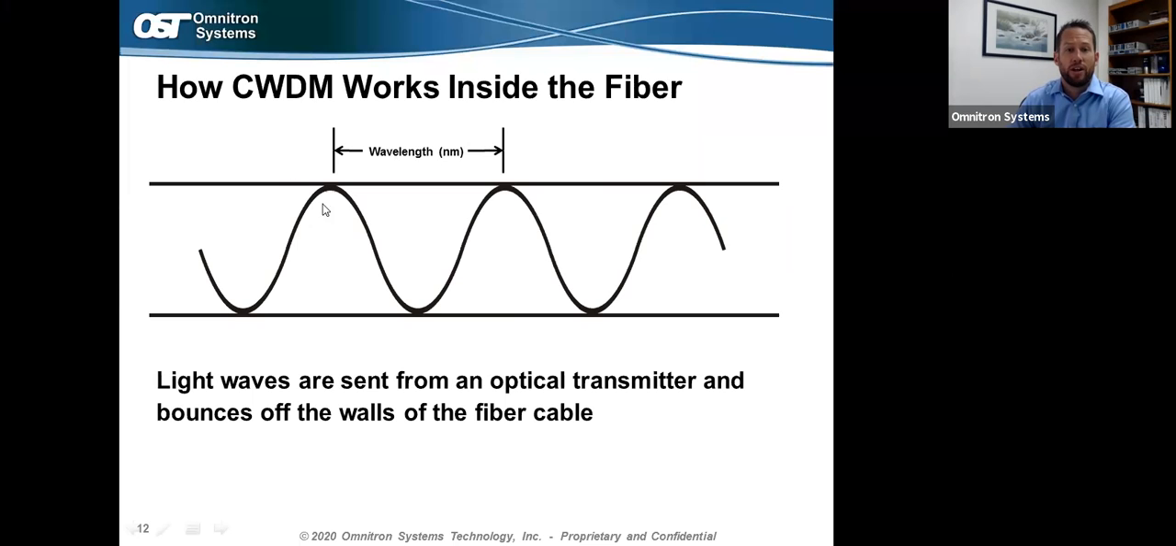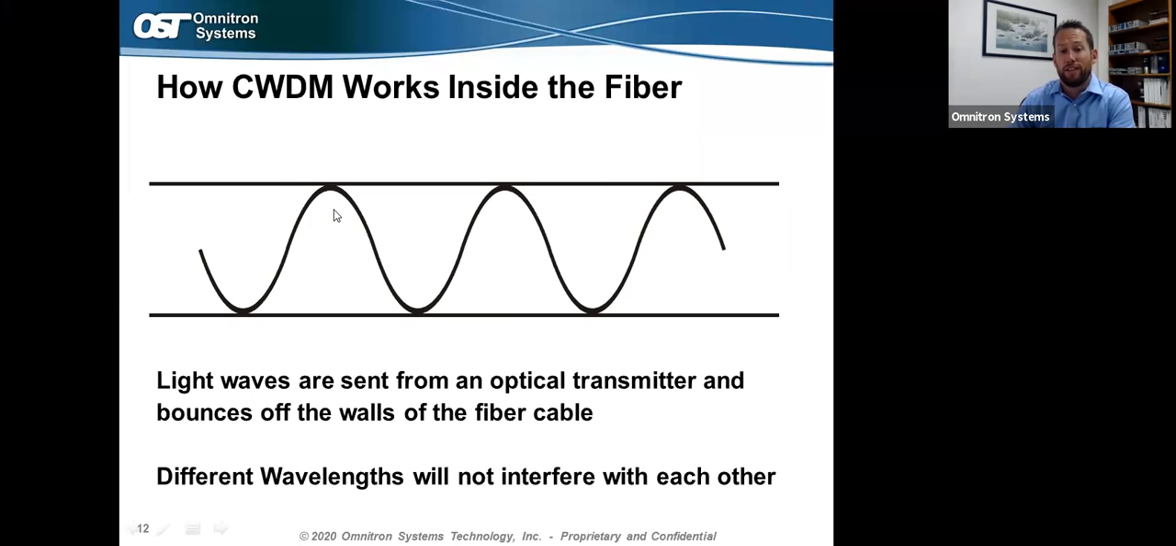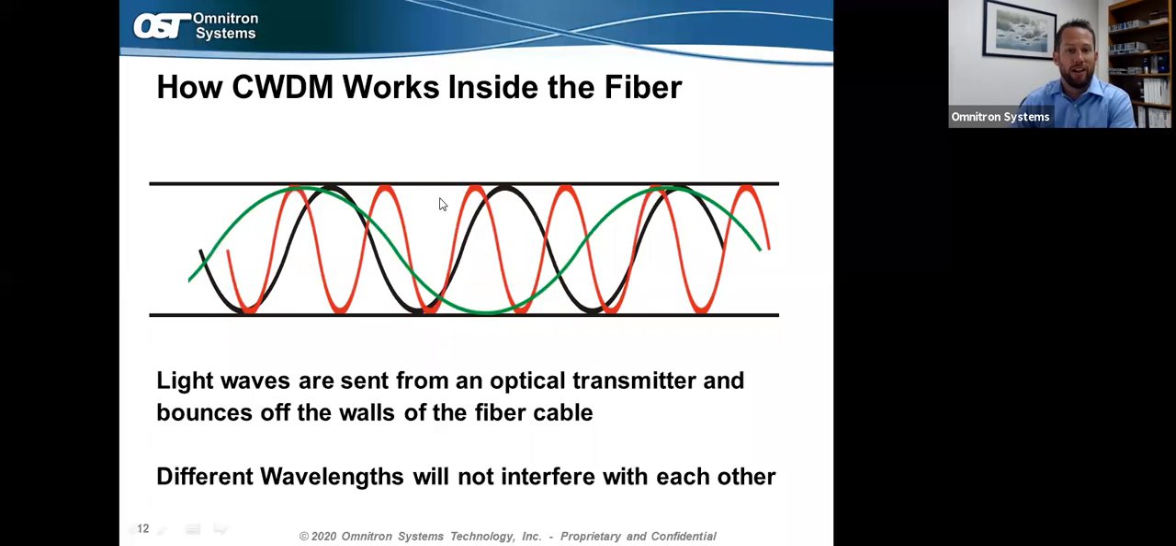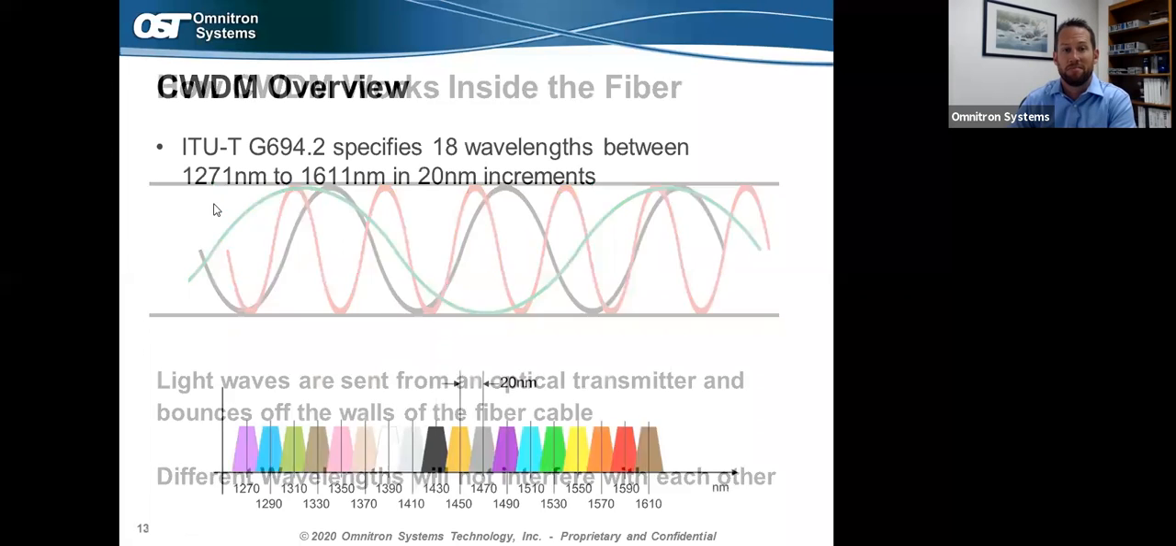So with CWDM, you can actually add more wavelengths at a different wavelength, and they're not going to interfere with each other inside this fiber cable. So here we've added a larger wavelength that's got a much smoother curve, and it's not going to be interfering with the current wavelength in that fiber. Again, we can keep adding more wavelengths here, all the way up to 16 different times, to really pack in a ton of channels on this one fiber cable.